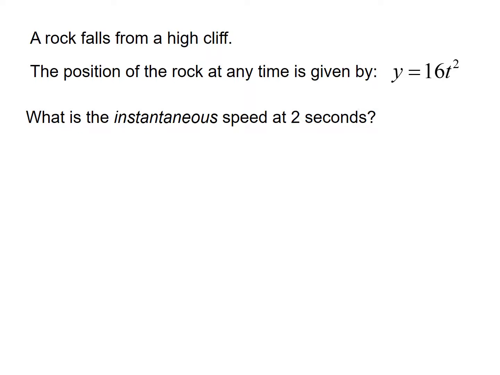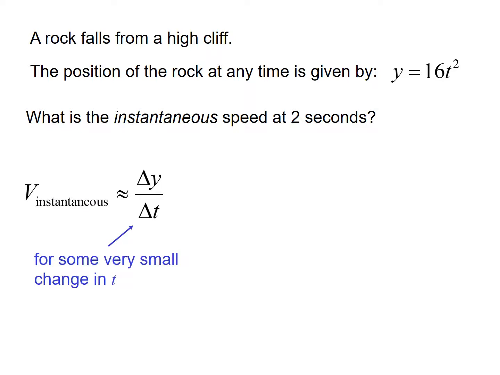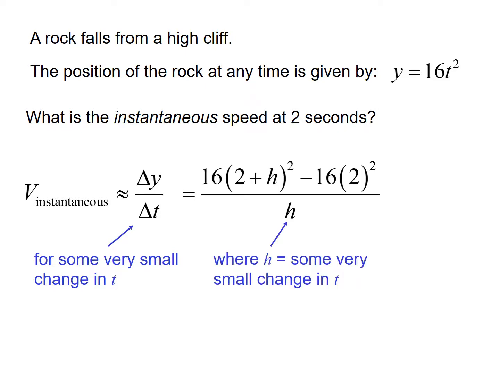So now the question we want to ask ourselves is, what is the instantaneous speed at 2 seconds? If you had a radar gun on that rock right there, how fast is it going at that moment in time? So instantaneous speed, we can take a very small change in distance over a very small change in time. So if we start at 2 seconds and we go to 2.1 or 2.01 or 2.00001, that's what we're showing right here. So h is some very, very small change in t, 0.00001 seconds.